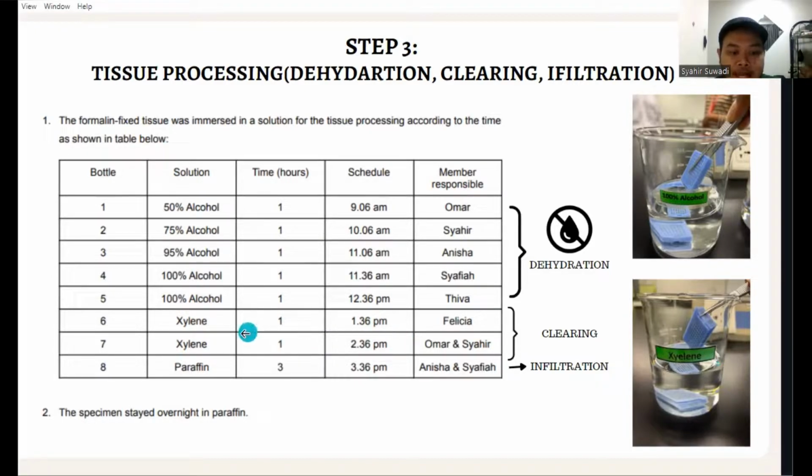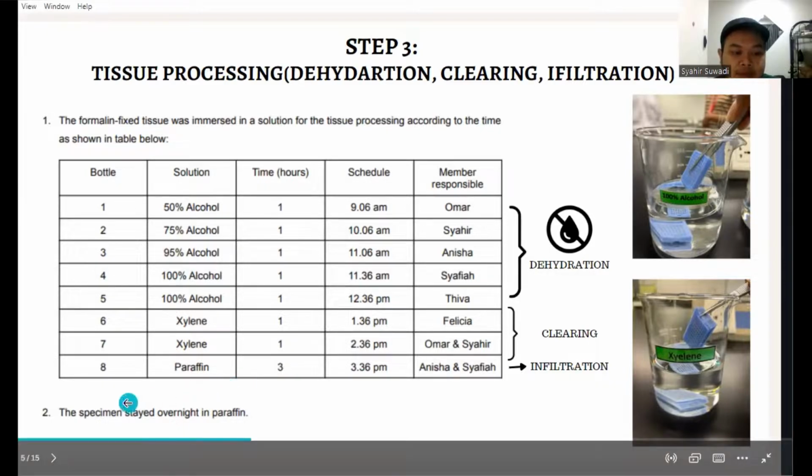Clearing uses xylene, which is an intermediate agent for clearing all the alcohol contained in our tissue sample. After clearing the alcohol from the tissue sample, the tissue sample will be introduced to molten paraffin, which we call infiltration, where the specimen will stay overnight in the molten paraffin.